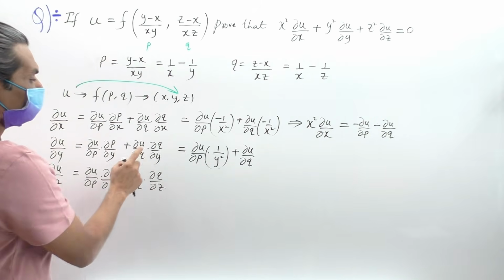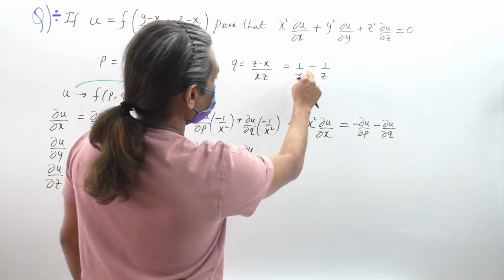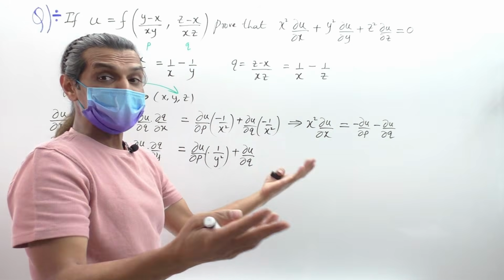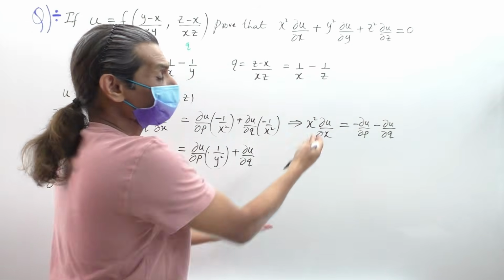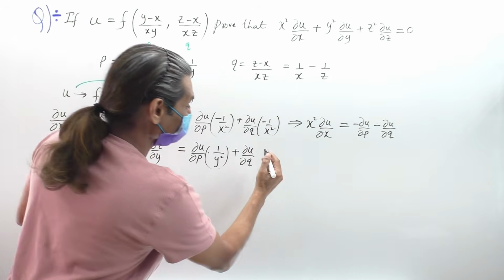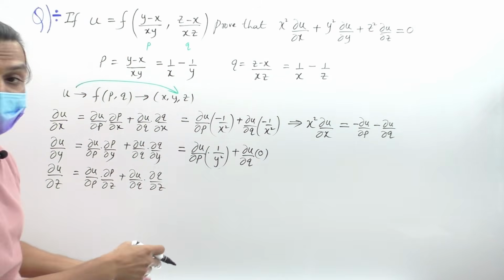Plus ∂u/∂q into ∂q/∂y. What is q? 1/x minus 1/z. Is there any y term here? No, there is no y term. Obviously, these are constants. So what is that? 0. The differentiation of a constant is 0. No y terms at all.